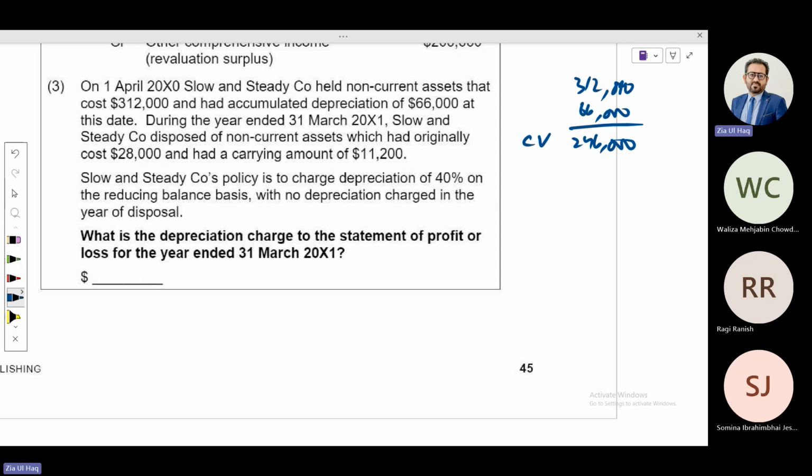Okay. During the year ended 31st March 20x1, Slow and Steady Company disposed of non-current assets which had originally cost 28,000 and had a carrying amount of 11,200. Meaning out of this, 11,200 has been sold out. What's the remaining? 34,800.